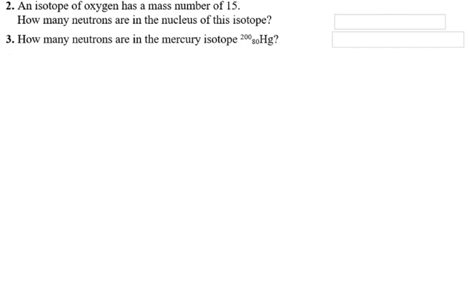I have 1 minute to finish this video. How many neutrons are in the mercury isotope that has 200 as its mass number and 80 protons? So that would be 200 minus 80, which gives 120 neutrons. So you have 200 and 80 for mercury, and the difference between them is 120. The number of neutrons is 120.